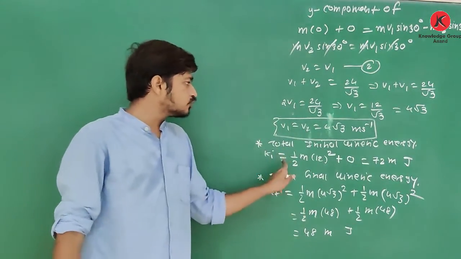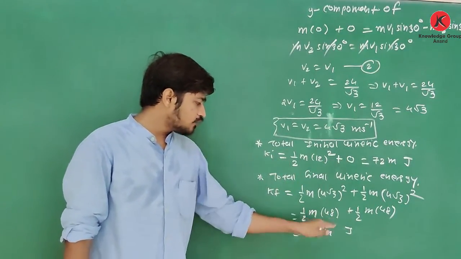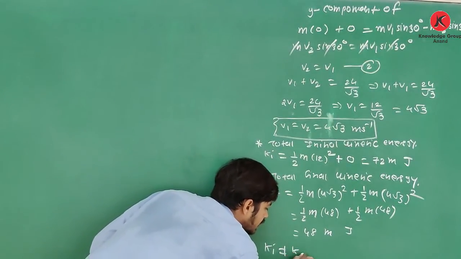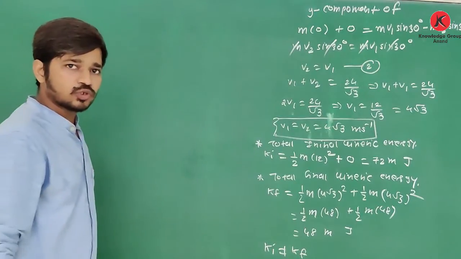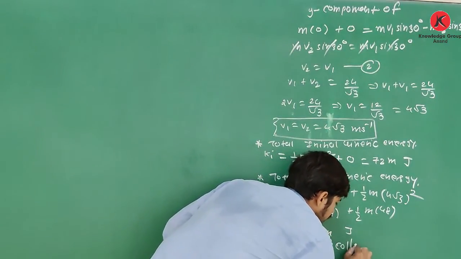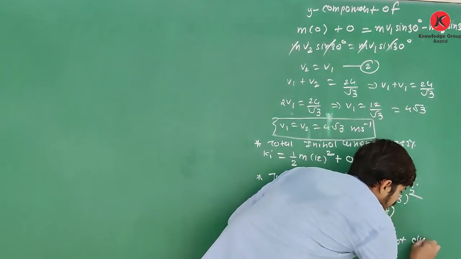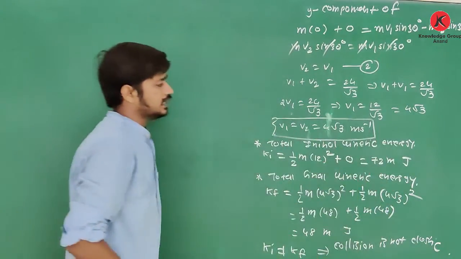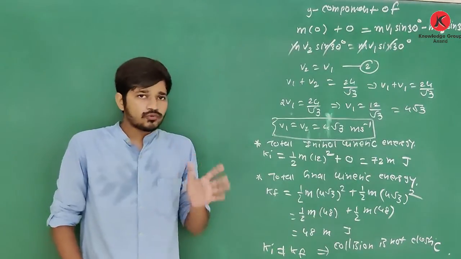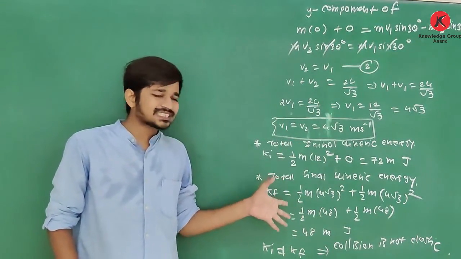So see, what is total initial kinetic energy? 72 m. Total final kinetic energy 48 m. Here Ki is not equal to Kf. Total initial kinetic energy is not equal to total final energy. So collision is not elastic. Clear about this? So yes, in this question you have to find two things: speeds after collision and whether this collision is elastic or not.